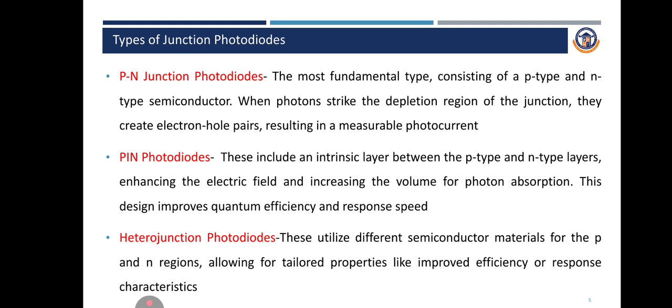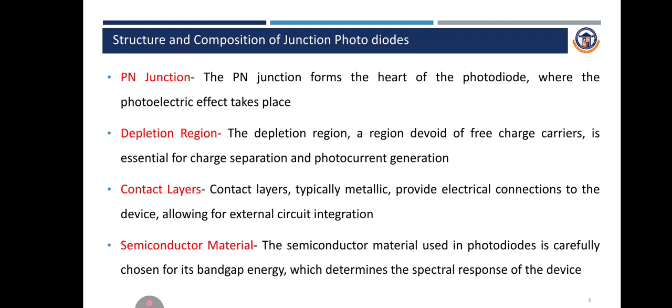In the PIN photodiodes, an intrinsic layer is used between the P-type and N-type semiconductors to enhance the electric field and increase the volume of photo absorption. We have to increase the photo absorption volume to improve the quantum efficiency and the response speed. Coming to the heterojunction photodiode, these utilize different semiconductor materials for the P and N regions, allowing for tailored properties like improved efficiency or response characteristics.